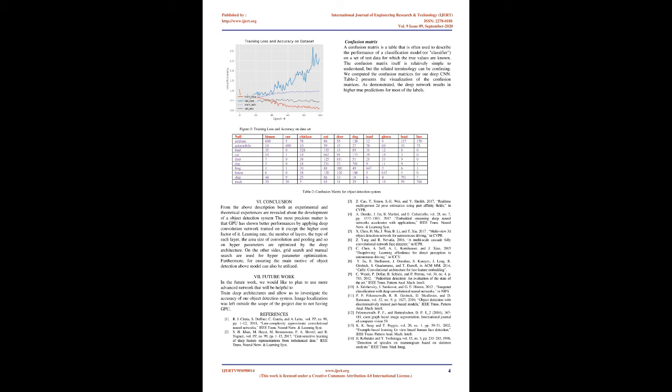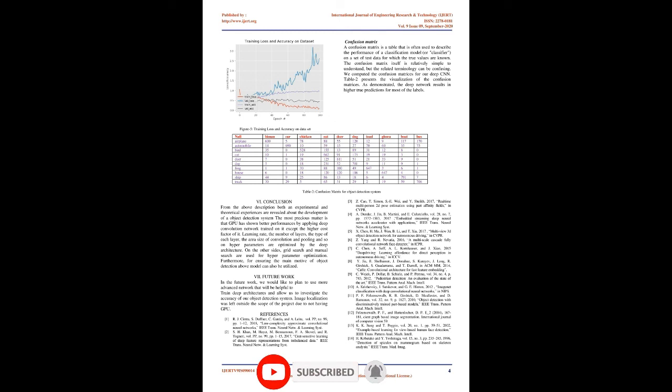6. Conclusion. From the above description, both experimental and theoretical experiences are revealed about the development of an object detection system. The most precious matter is that the GPU has shown better performance by applying the deep convolution network trained on it, except for its higher cost. Learning rate, the number of layers, the type of each layer, the area size of convolution and pooling and so on are hyperparameters optimized by the deep architecture. On the other hand, grid search and manual search are used for hyperparameter optimization. Furthermore, the above model can also be utilized for ensuring the main motive of object detection.